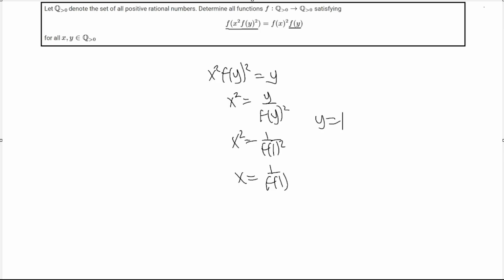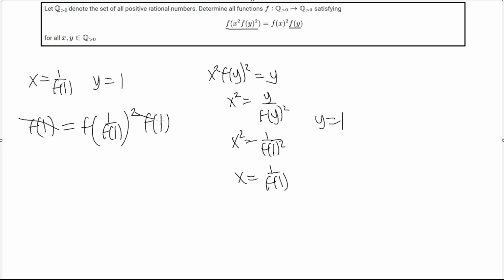So let's see what happens when we plug this in. If we plug in x equals 1 over f of 1 and y equals 1 into the given equation, the first term just becomes 1 over f of 1 squared, because that's x squared, times f of 1 squared, because f of y equals f of 1. So that's just f of 1. Then we get f of 1 over f of 1 squared, and then f of 1.